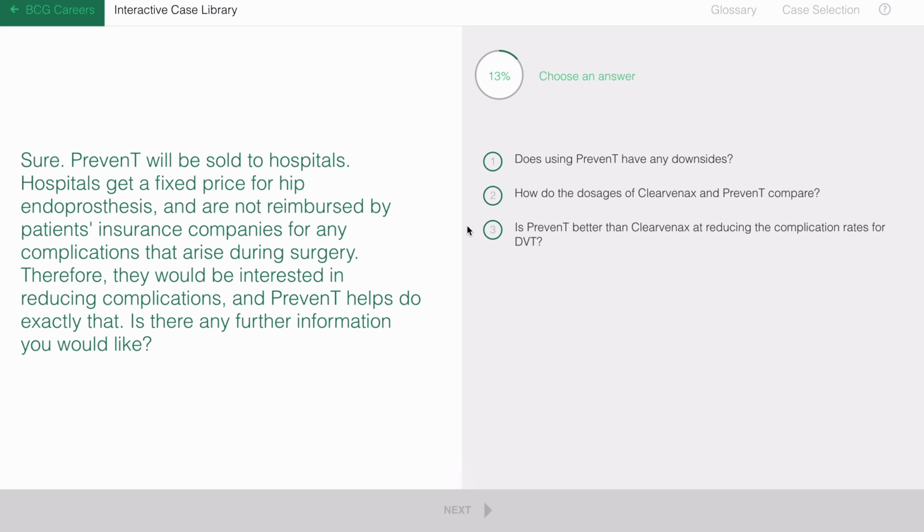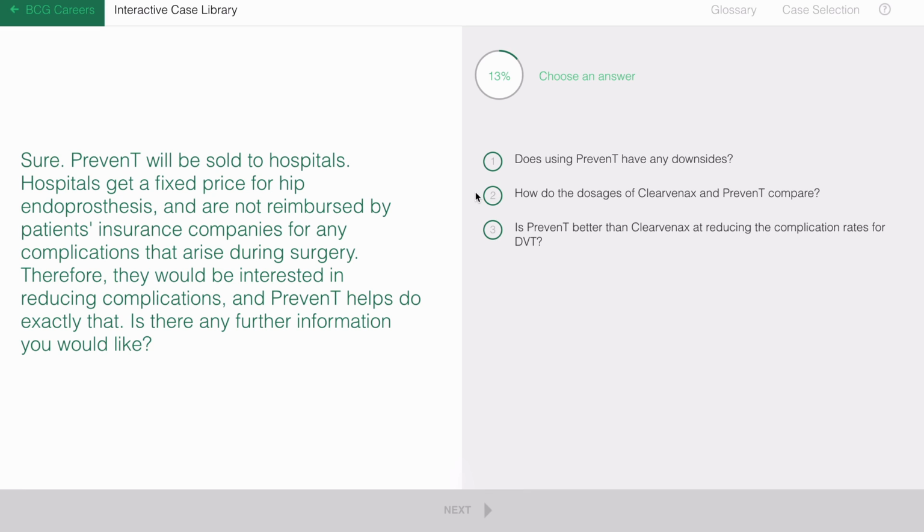So I think 3 here is the clear choice, right? We know how much Clearvanax is priced at. It's priced at $4. And so if Prevent T does a better job than Clearvanax, we should be able to charge a higher price. Conversely, if it performs worse than Clearvanax, then we would have to price at a lower price in order for hospitals to buy them.